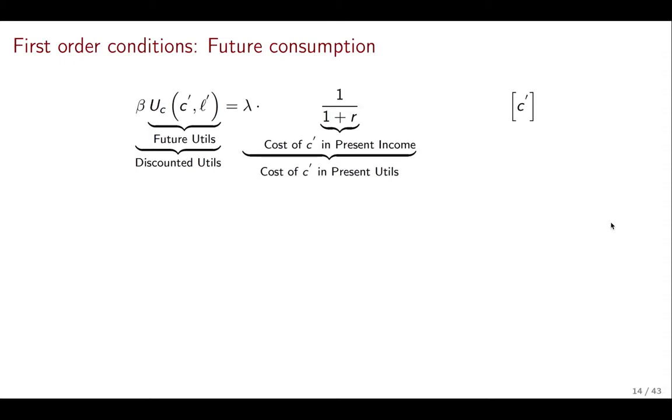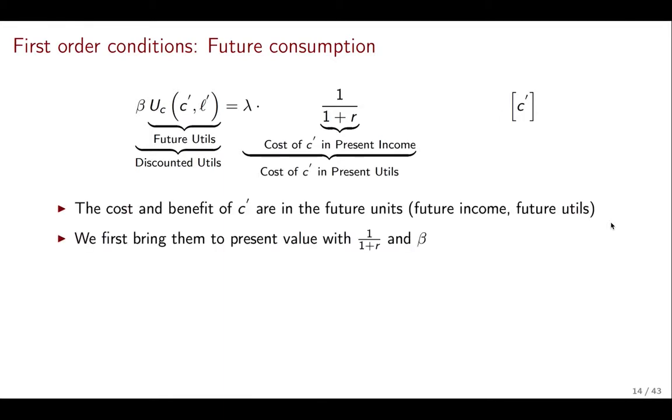The second equation, the one for future consumption, has more moving parts. So let's try to go at it one by one. The first thing is that the cost and benefit of future consumption are, of course, in future units. The cost is future income, and the benefit is future utility. So we first need to bring everything to present value. We bring future income to present value using 1 over 1 plus r. That's the price of future consumption in terms of present consumption. And we bring future utility to present value of utility using beta, the discount factor.